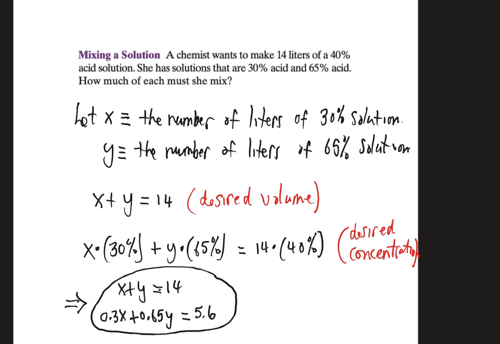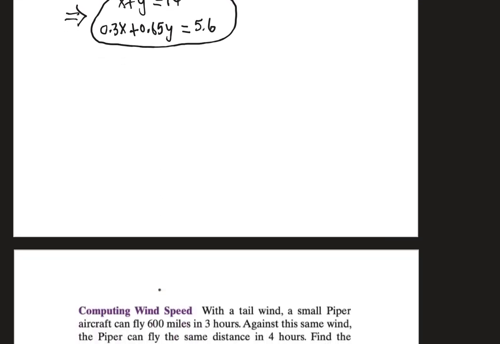Now let's look at the second one. So I'm going to scroll on down, and let's see what we have. Now this one is a question about computing wind speed. All right, let's see what this is all about. It says, with a tailwind, a small Piper aircraft, so that's a type of airplane, can fly 600 miles in 3 hours. So that's when it's going with the wind. So the wind is pushing it a little faster than it's actually flying, right? And it can fly 600 miles in 3 hours.